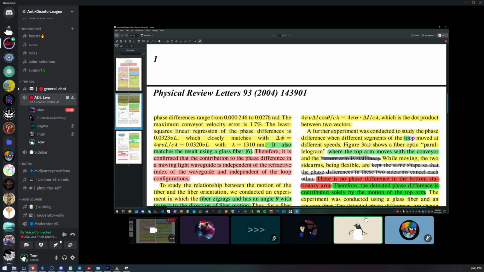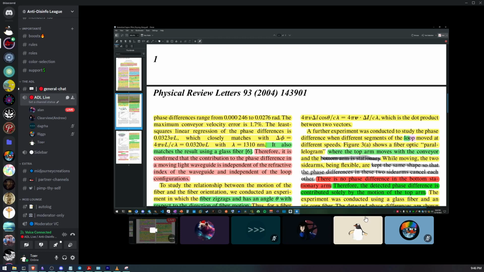The least squares linear regression model of the phase differences. So that's basically declaring what the total phase shift is, right? Yeah, that's what I've gathered that to be.